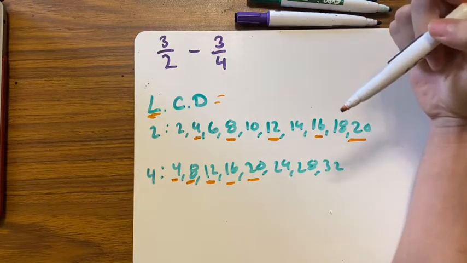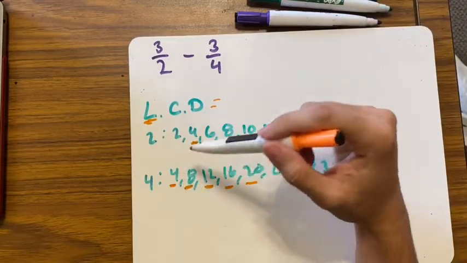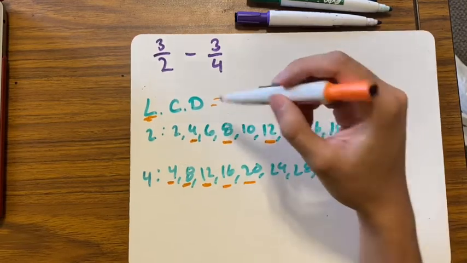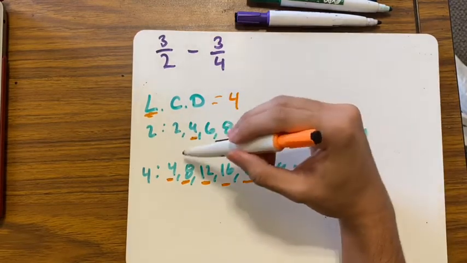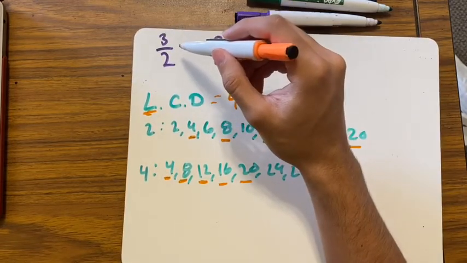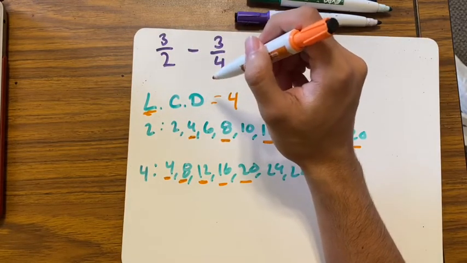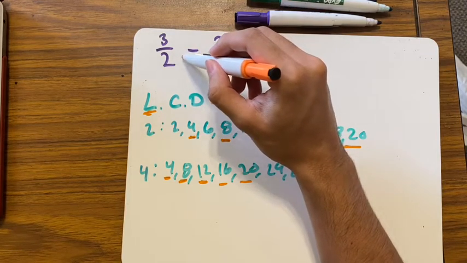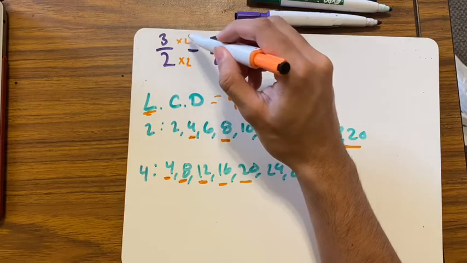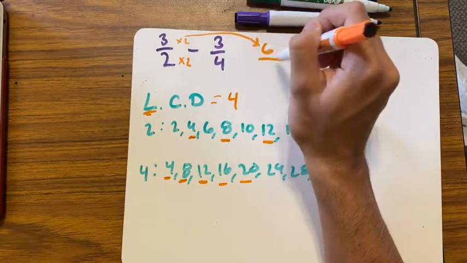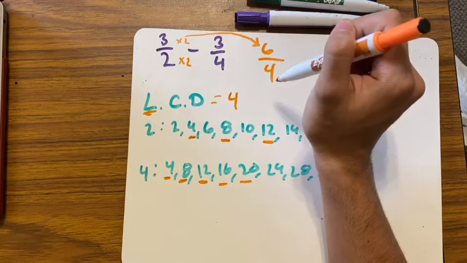I'm going to repeat it. The first number that you see that they share, that will be your least common denominator, okay? Your least, the one that's less. So in this case, it's 4. So how do I multiply this 2 to become a 4? 2 times what will give me 4? Exactly, 2. So 3 times 2, 6. 2 times 2, 4. And that's it.